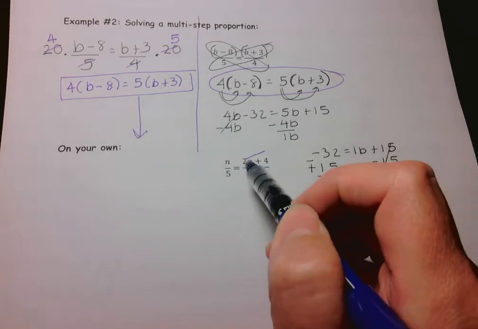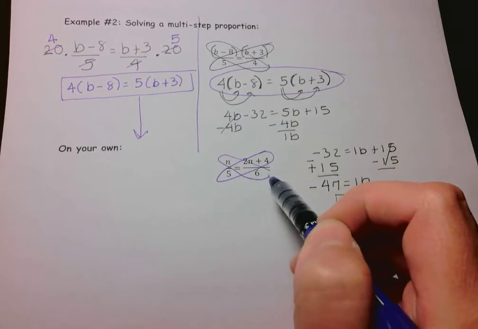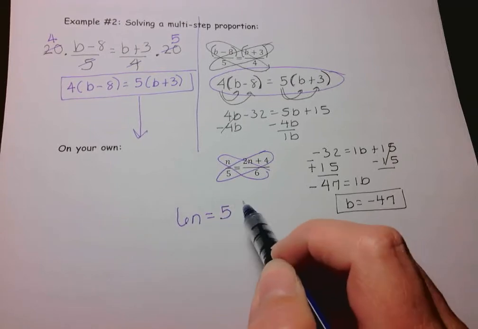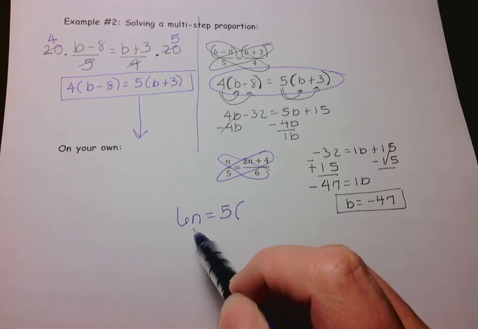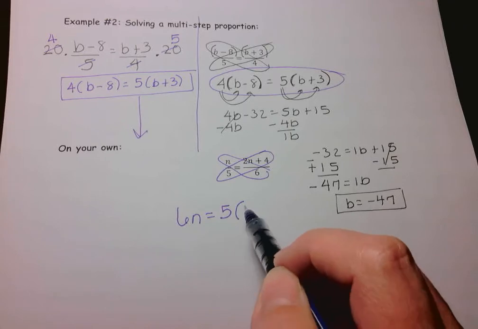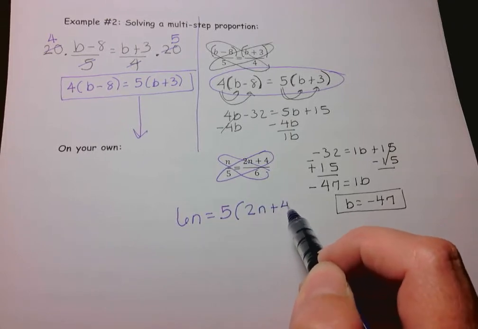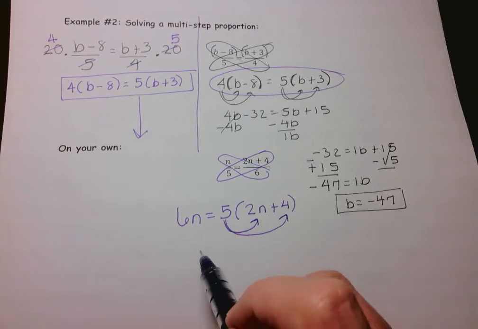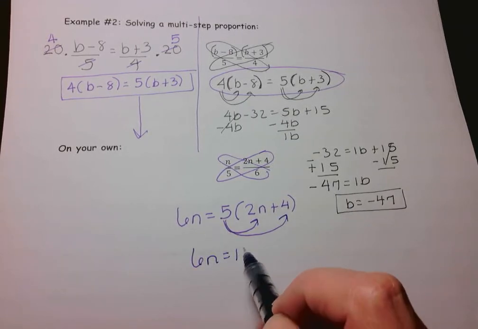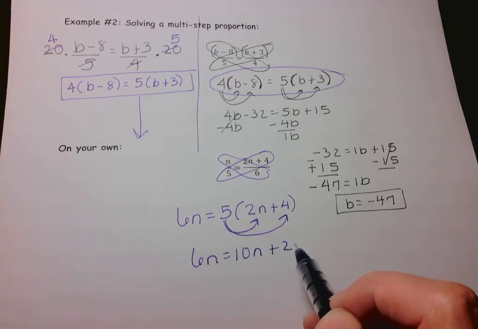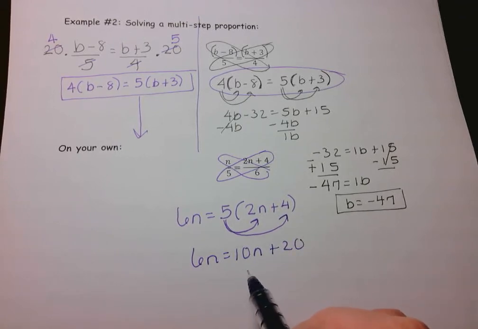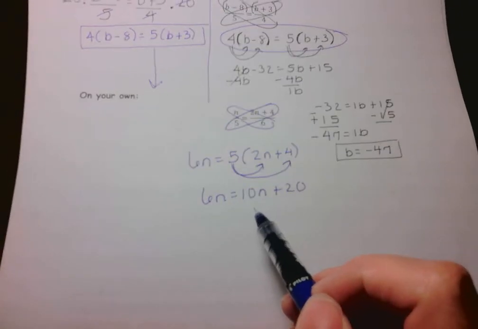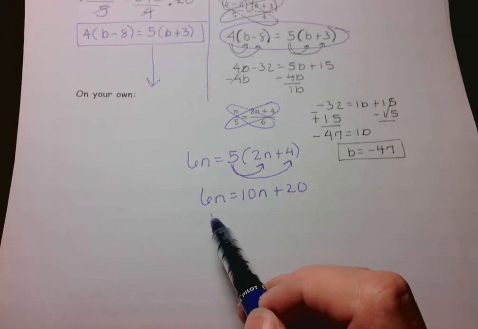Okay, so I'm going to take 6 times n, and I encourage you to draw your butterfly there, 6 times n equals 5 times 2n plus 4. Make sure that 2n plus 4 is in parentheses, and then you have to distribute the 5. I want to start here. I want to subtract 10n from both sides, not subtract 6n from both sides.